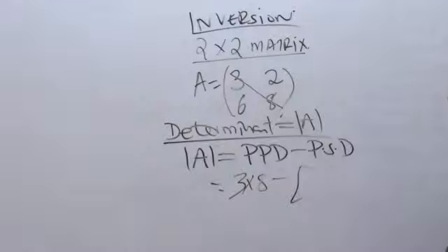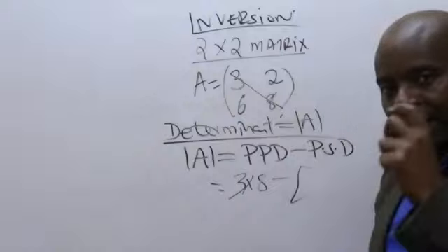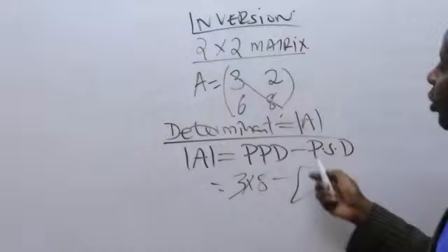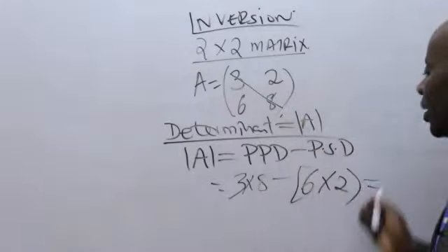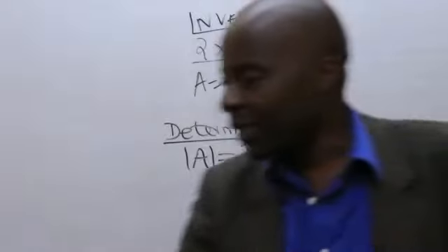Product of secondary diagonal, you must always put the secondary diagonal into perspective. The secondary diagonal elements must always be put in brackets. So product of secondary diagonal, what do we have? We have 6 times 2. So could you kindly give me this answer?